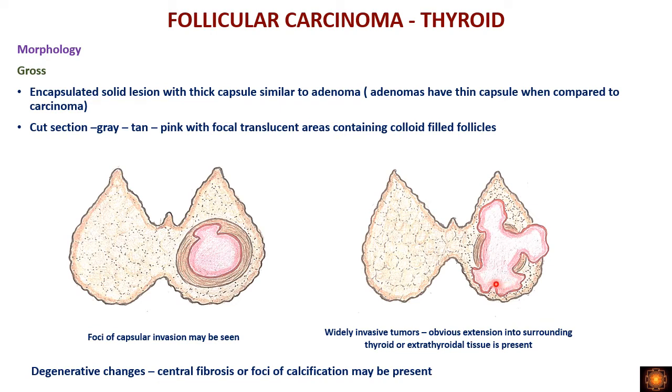Now the tumor, how it appears is, it will be grey tan pink with focal translucent areas containing colloid filled follicles. So grossly we can have an encapsulated lesion, or we can have a tan pink colored lesion which is infiltrating into the adjacent thyroid parenchyma and into the soft tissues. We can have some degenerative changes also. If degenerative changes are present, there can be fibrosis or foci of calcifications.